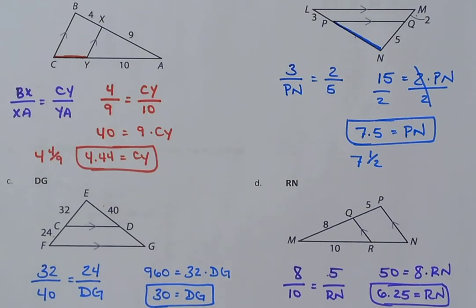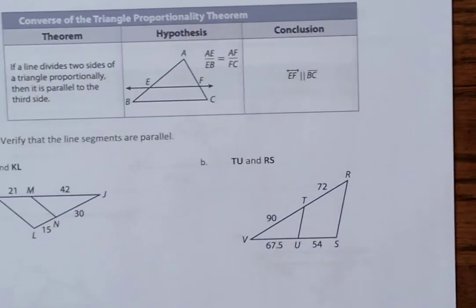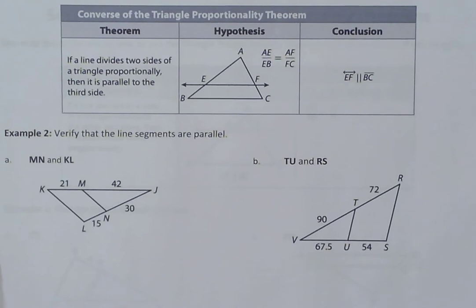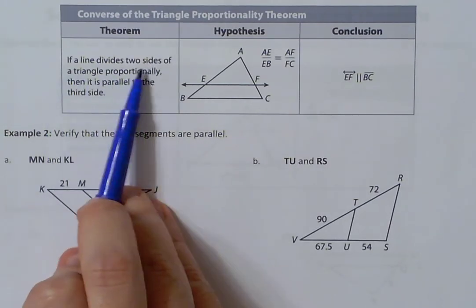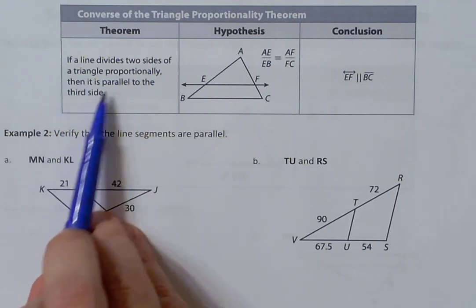Now, one last thing to talk about before we end our lesson for today, for 12.1, and that is the converse of the Triangle Proportionality Theorem. If you think back to Geometry A, whenever we talked about the converse, it was just saying the same thing in reverse. The Triangle Proportionality Theorem stated that if those two lines were parallel, then it divided the sides proportionally. So the converse states that if a line divides the two sides of a triangle proportionally, then that third side is parallel to it.